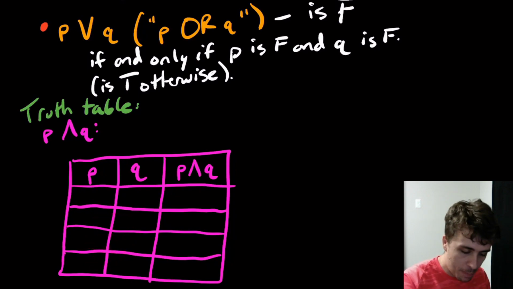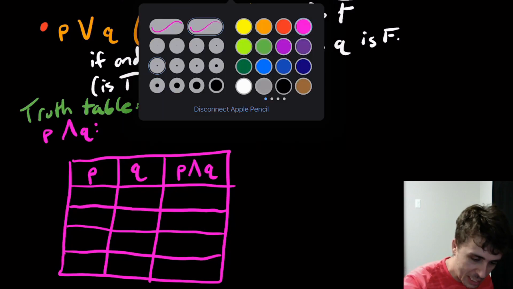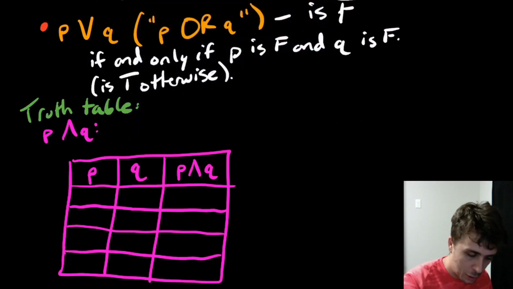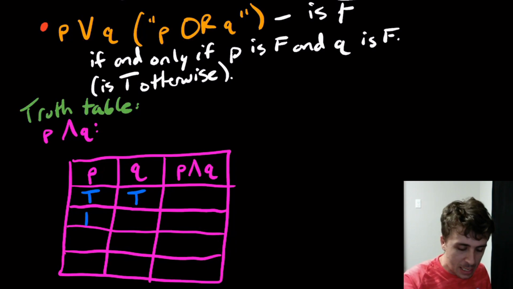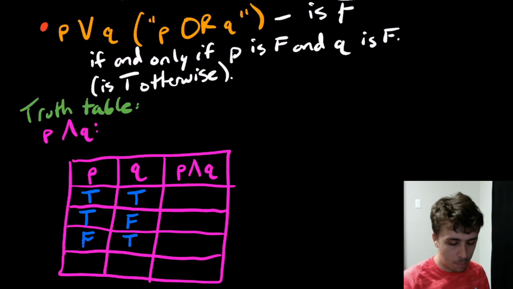So P could be true. Actually, I'm going to do this in a different color so it's easier to see. Let's do blue. So let's set P to be true in this case and Q to also be true. Or it might be that P is true and Q is false. Or the other way around, P is false and Q is true. Or both of them are false.